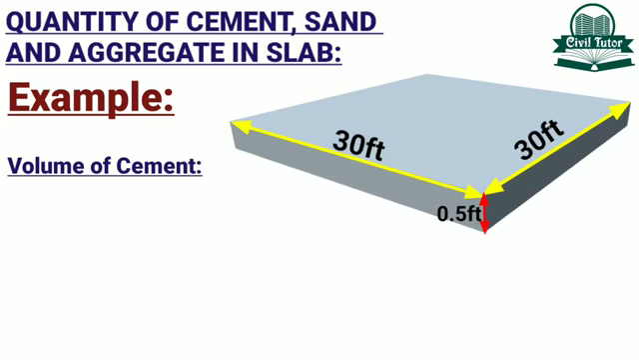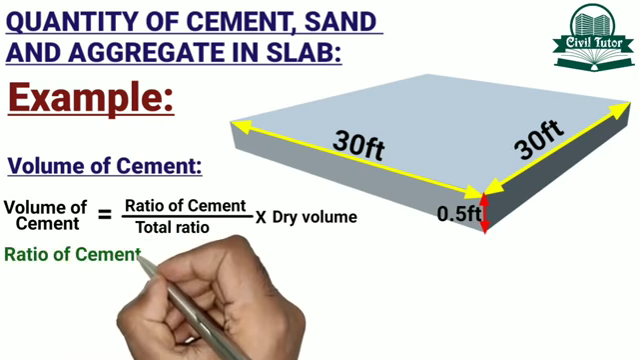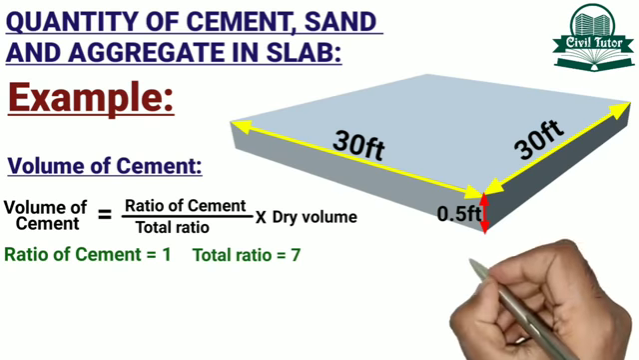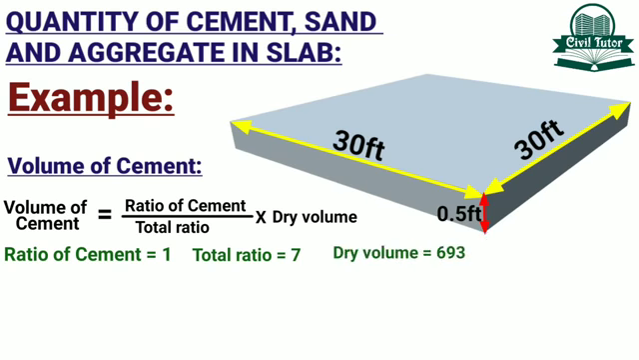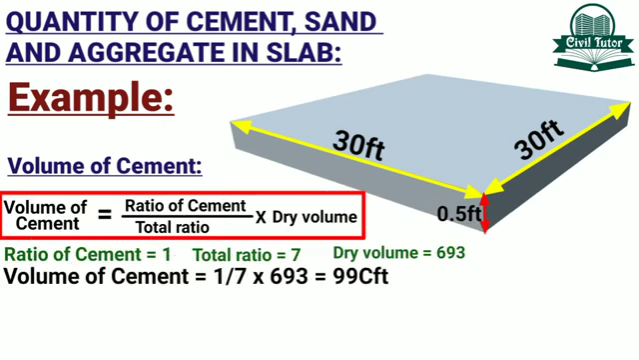Now to calculate the volume of cement, the formula used is ratio of cement divided by total ratio into dry volume of slab. While the ratio of cement is 1, total ratio is 7 and dry volume of slab is 693. So on substituting these values in the above formula, we will get volume of cement equal to 99 cubic feet.